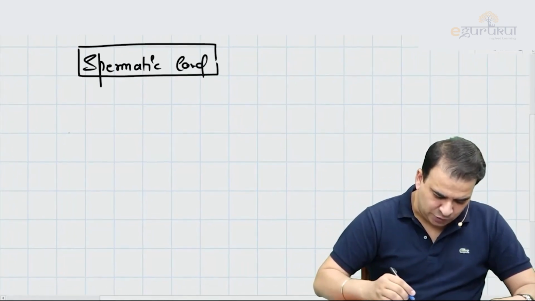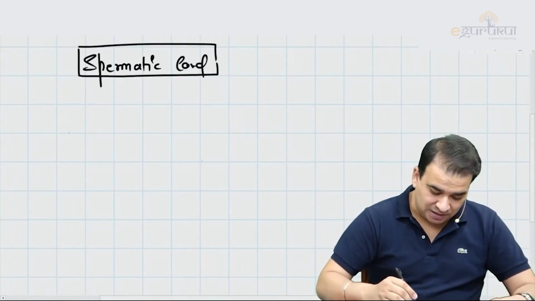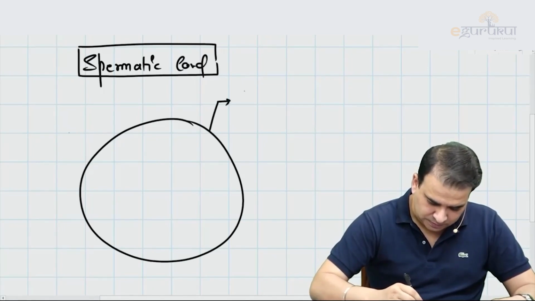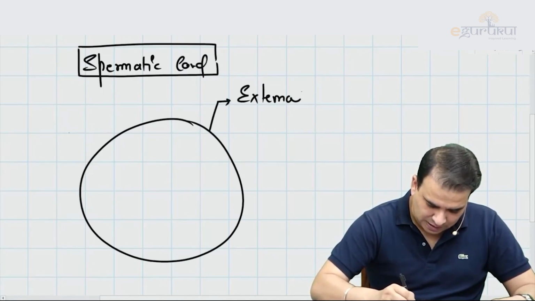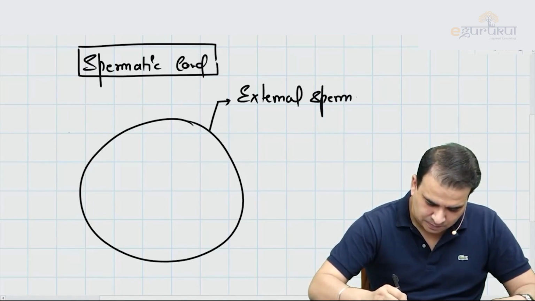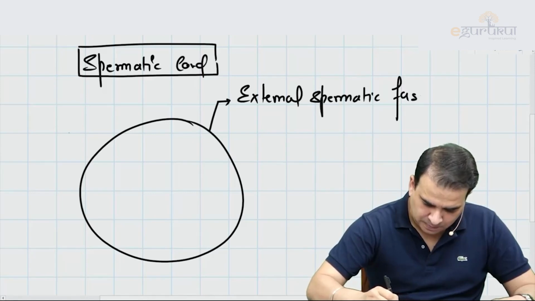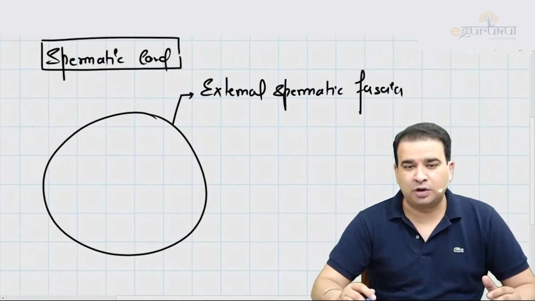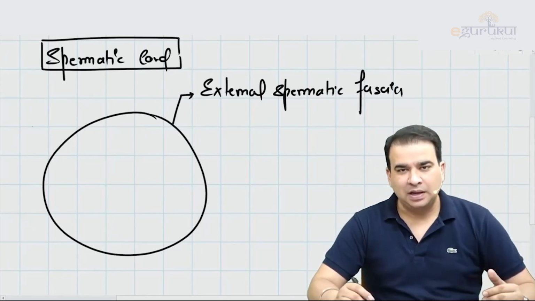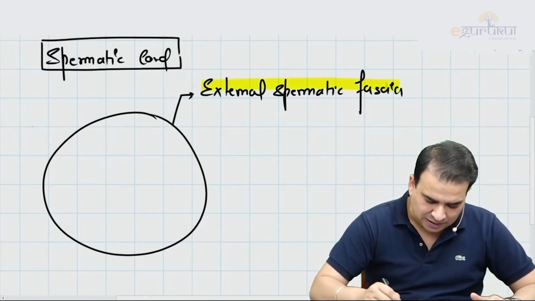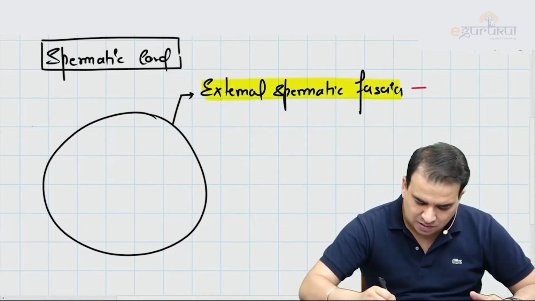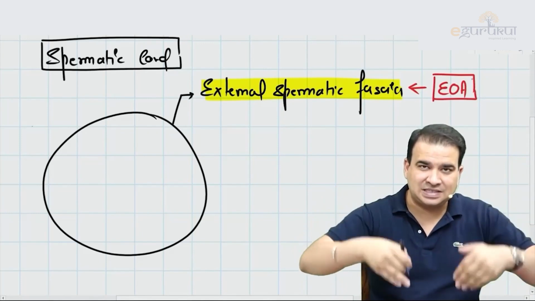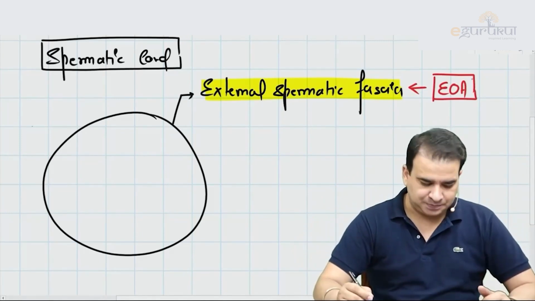So starting from outside to inside, the outermost layer is called the external spermatic fascia. What is important to know in the spermatic cord, and even in the layers of the scrotum, is where these layers are continuing from. External spermatic fascia is the continuation from the external oblique aponeurosis. So the external oblique aponeurosis is the one which extends down and forms this external spermatic fascia.